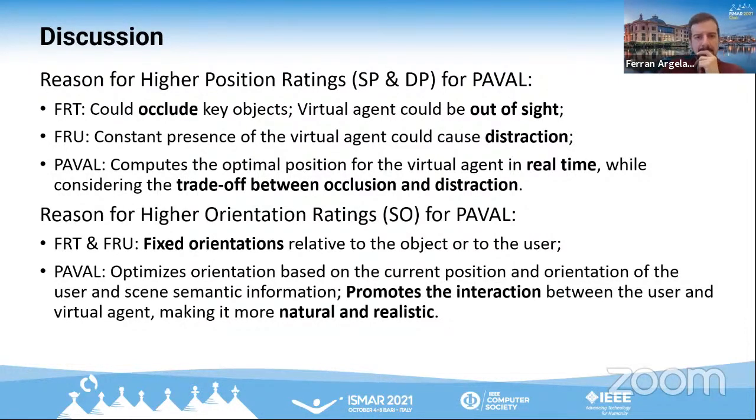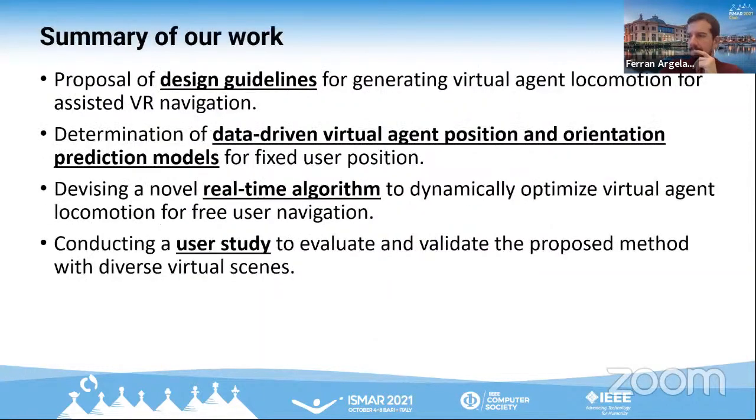In terms of orientation, PAVL achieved better results because the 2 baseline methods have fixed orientations. Meanwhile, PAVL optimizes the virtual agent's orientation based on the current position and orientation of the user, as well as semantic information, making it more natural and realistic.